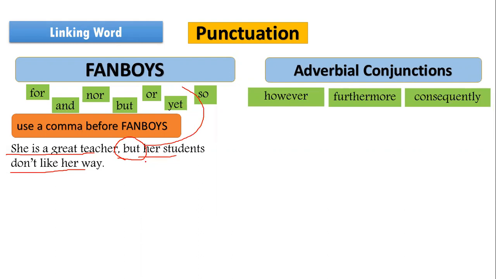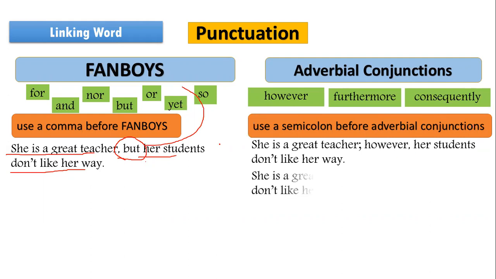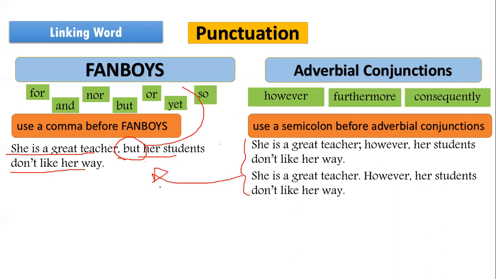If I use the same sentence with however, we use a semicolon before the adverbial conjunction. Let's see the example. She's a great teacher; however, her students don't like her. Or I can also use a full stop. She's a great teacher, full stop. However, comma, her students don't like her. It's the same. These two sentences are exactly the same as this one. The only difference is here I used one of the fanboys. That's why I picked a comma. Here I used one of the adverbial conjunctions. That's why I picked a semicolon or full stop and a comma after.